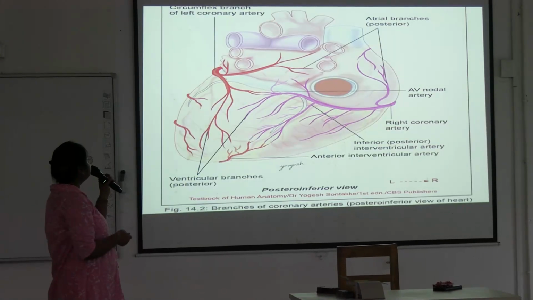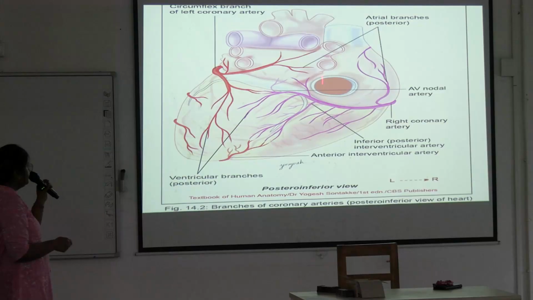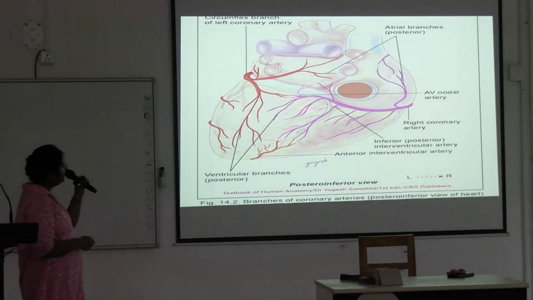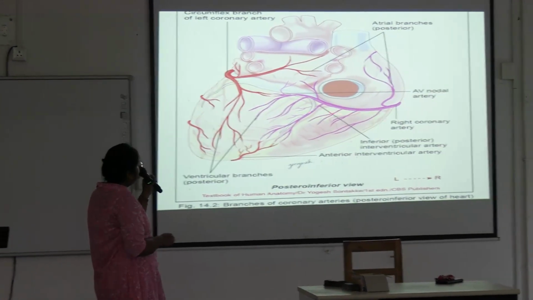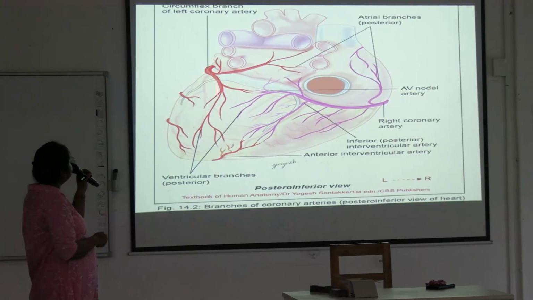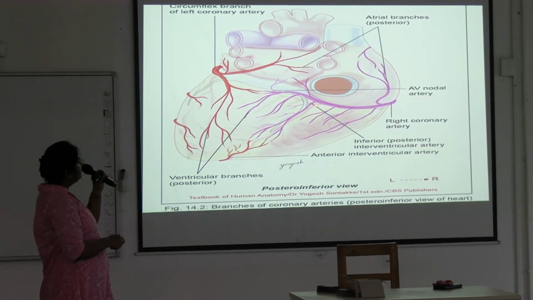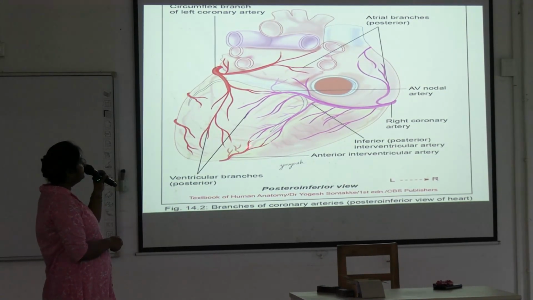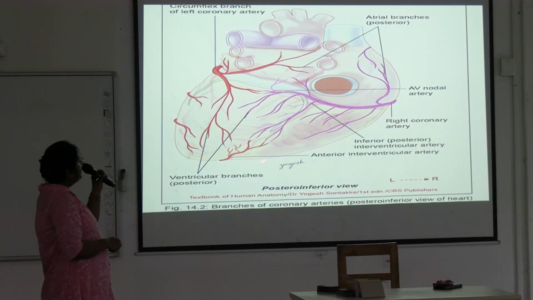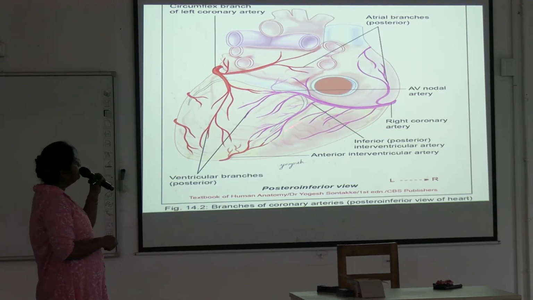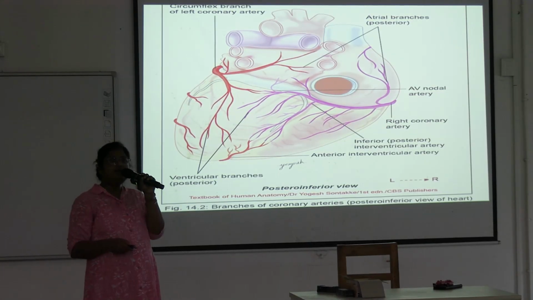Next, see here, this is the diaphragmatic surface. This is the right coronary, here is the circumflex branch of the left coronary. So this posterior interventricular branch is arising from the right coronary, and in the lower part anastomosing with the anterior interventricular artery. These are the atrial branches supplying the right atrium. Here are the posterior ventricular branches supplying the diaphragmatic surface of the right ventricle.